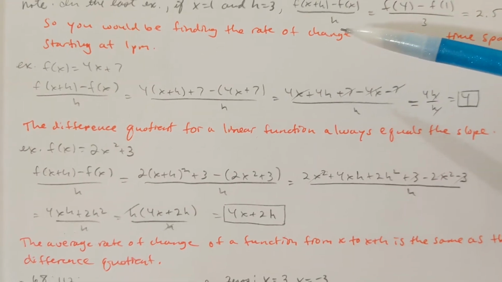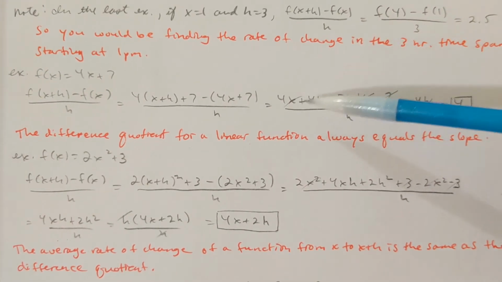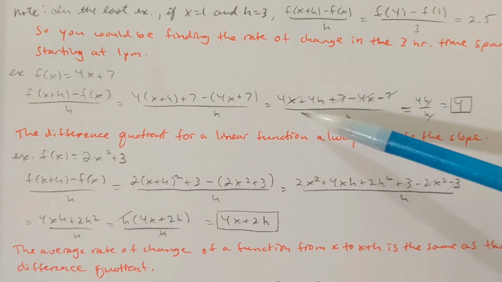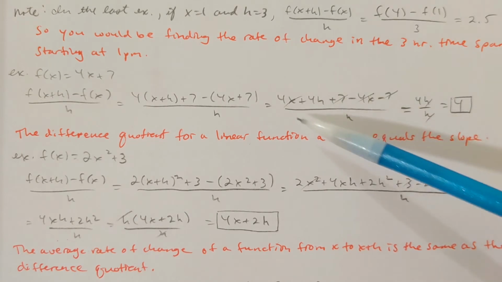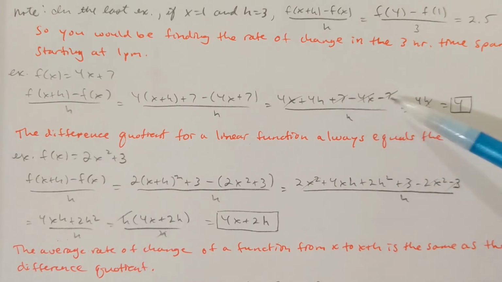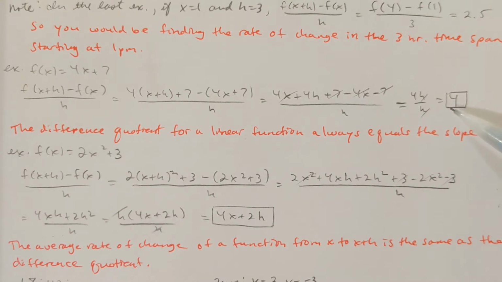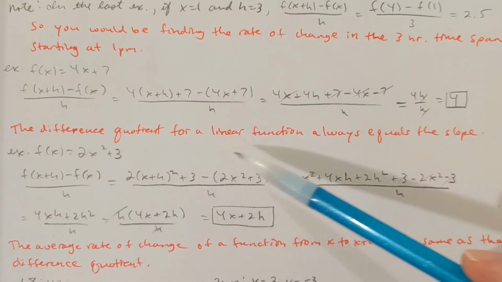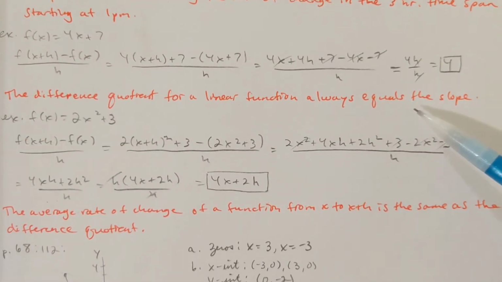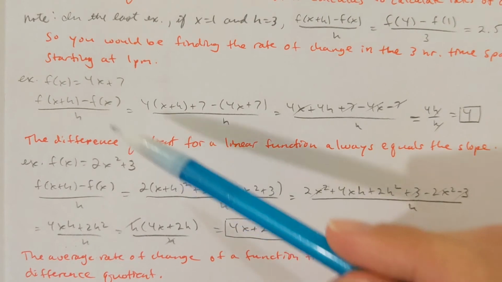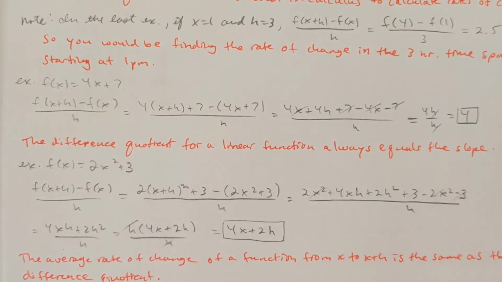Now, it will usually happen that you'll have some terms canceling out. Here, anything not involving h cancels. So here's 4x minus 4x, 7 minus 7, and that leaves us with 4h over h, which is 4. The difference quotient for a linear function is always equal to the slope. The slope of this line is 4, so the difference quotient is also 4. Anytime you have a line, the difference quotient is the slope of the line.